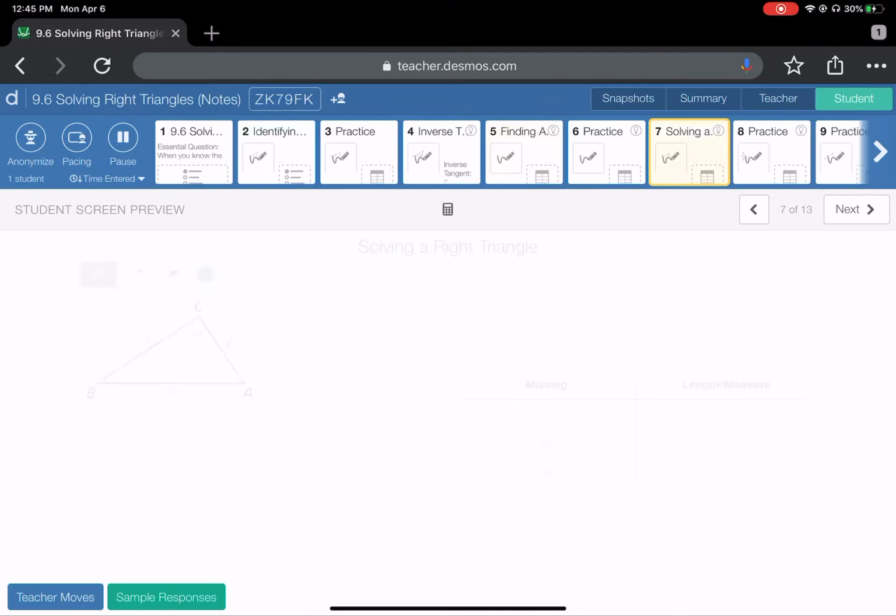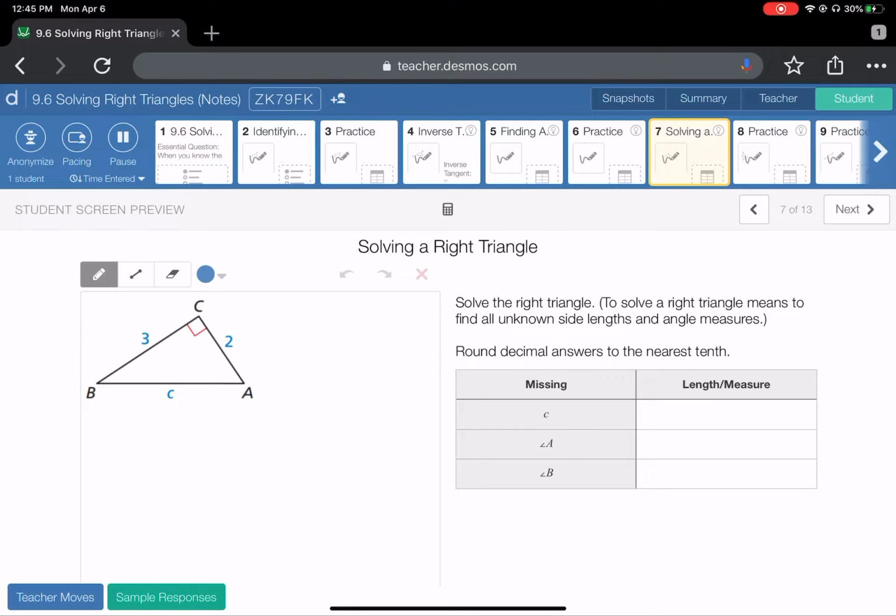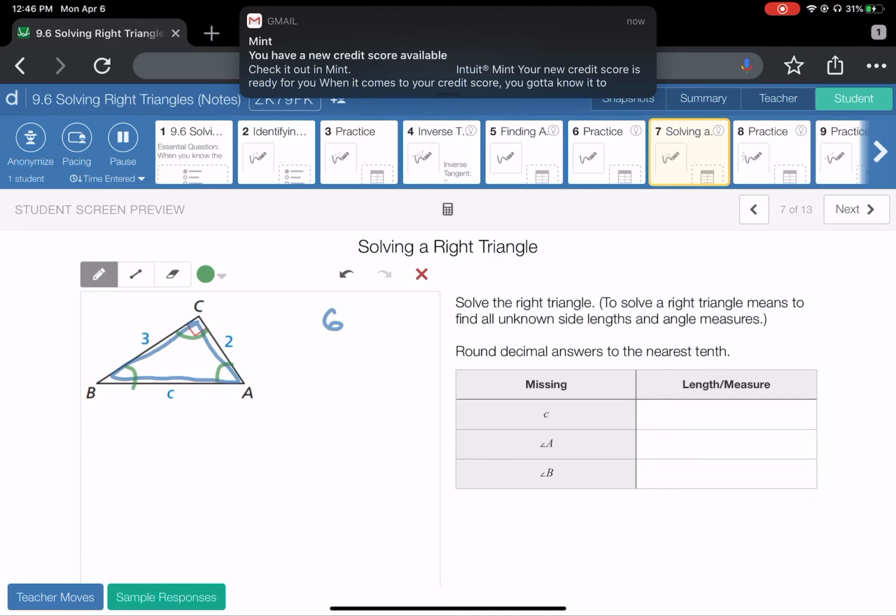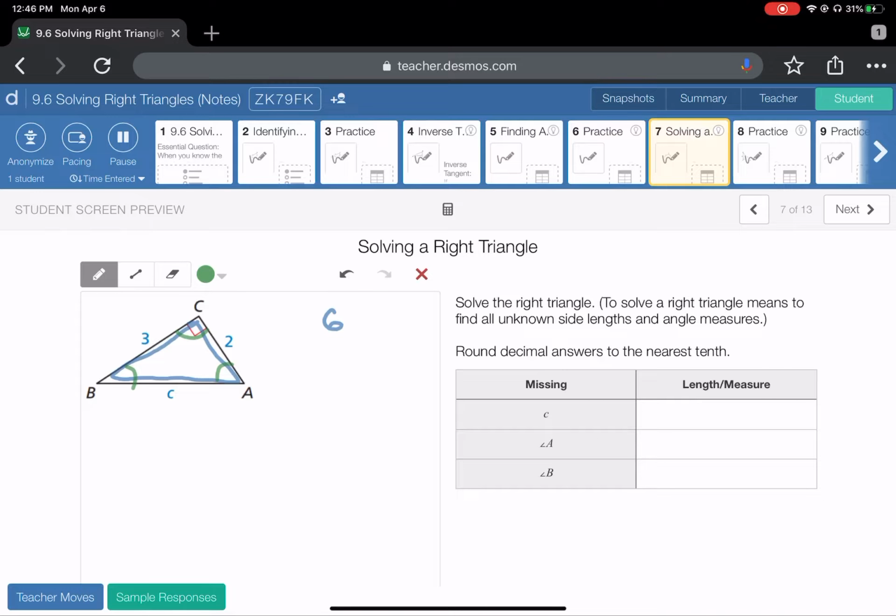So now we move on to the core concept of this lesson, which is solving a right triangle. What it means to solve a right triangle is that we need to find all of the unknown side lengths and angle measures that are not given. So what that means is a triangle has 6 total parts. It has 3 sides, 1, 2, 3, and it has 3 angles, 1, 2, 3. So we need to have all 6 parts identified.